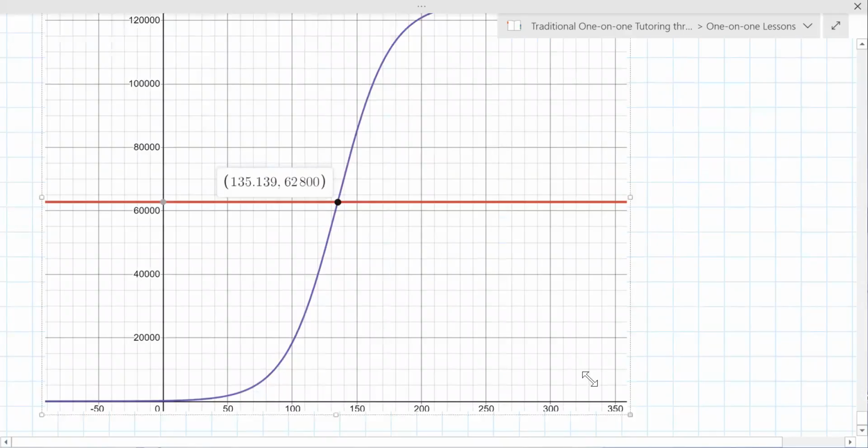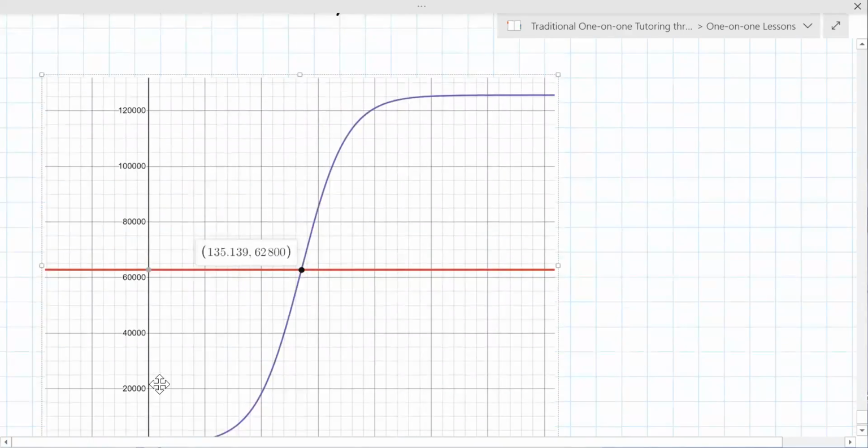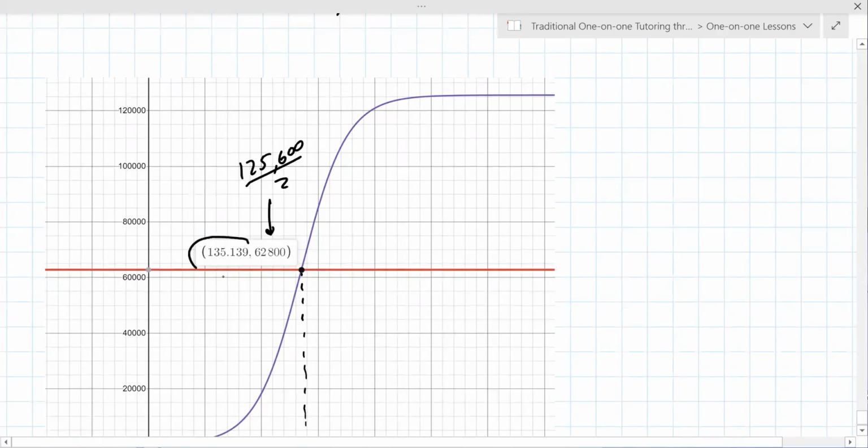Your graph here, you can see that you were mentioning this 125,600 divided by 2. That is true, but it's actually the x value that you care about. It's this one right here. It's where the intersection of that occurs to lead you to the x value. Oh. Okay. All right.